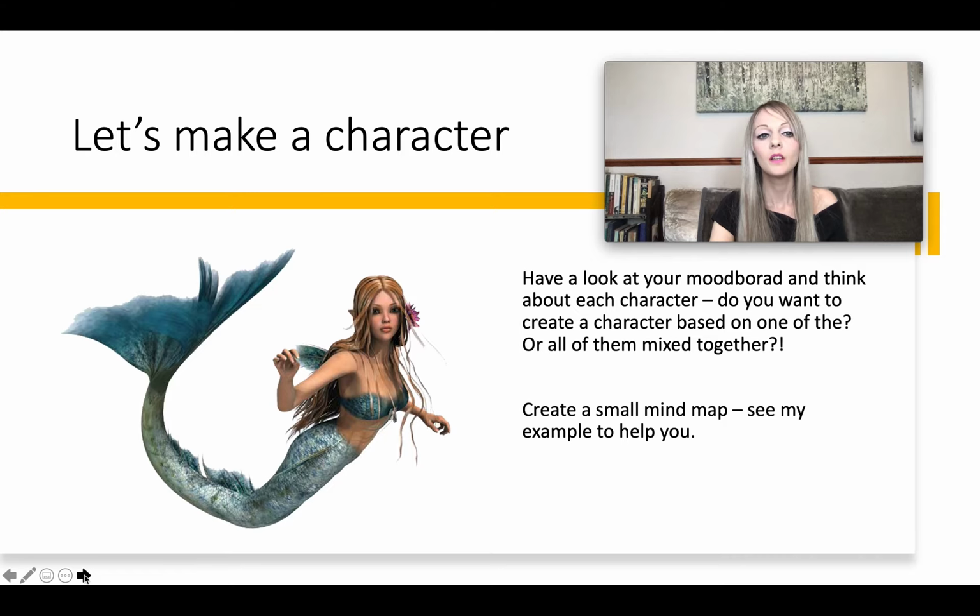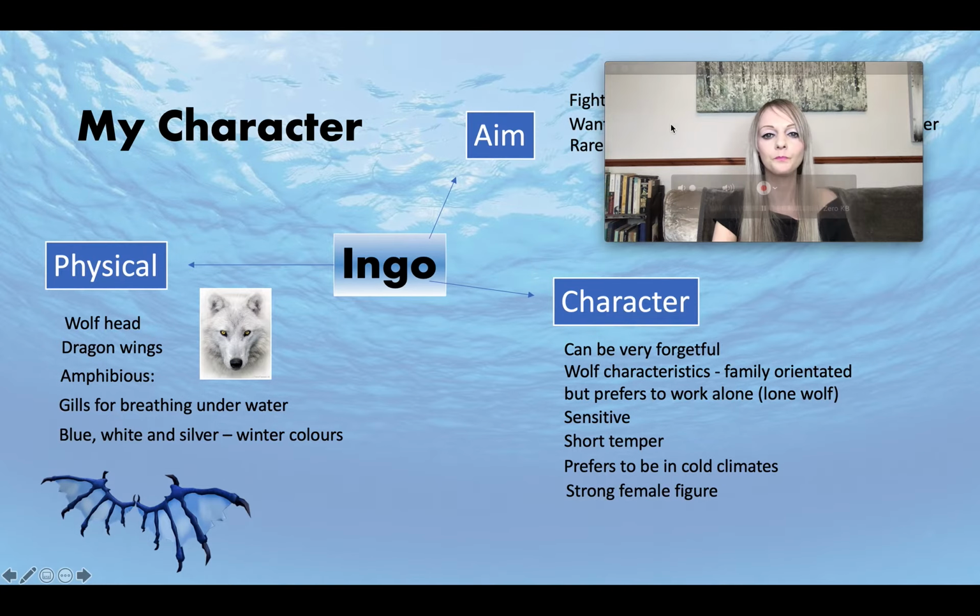Okay? And then you're going to make a character. You're not going to create a character today, not as such, not in the flesh anyway. But you're going to have a look at your mood board and think about each character that you've chosen. Do you want to create a character based on one of them? Excuse the typo there, sorry. Or all of them mixed together. So you're going to combine them. So you're going to create a small mind map. So look at my example to help you.